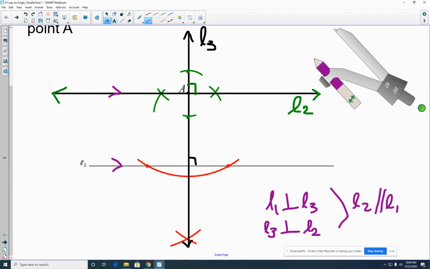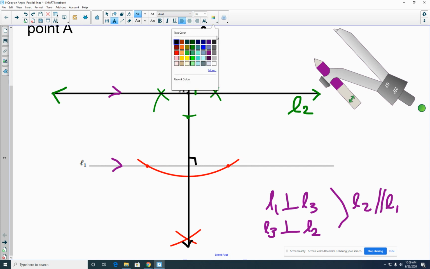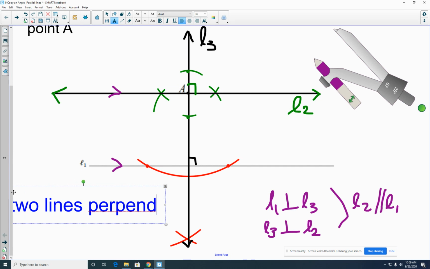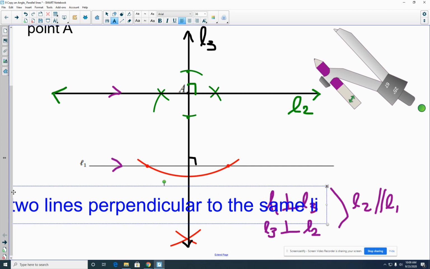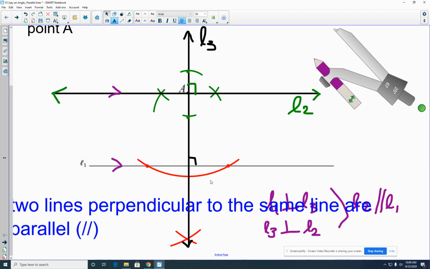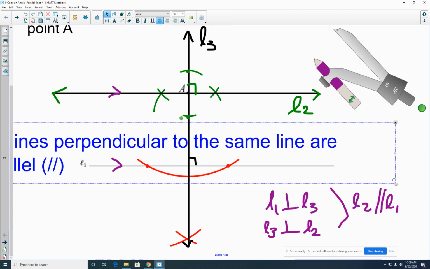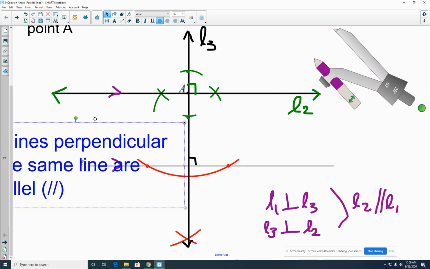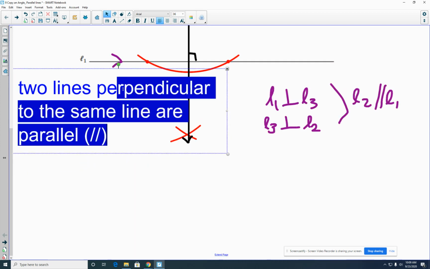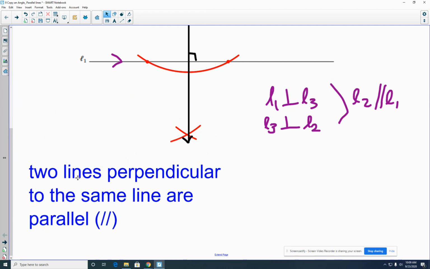So 2 lines, I'll actually type this out for you. Interesting little fact. 2 lines perpendicular to the same line are parallel. And you show parallel by lines that are like on a slant. Get this shortened up. Excellent. And here we have it. And that is how you can construct parallel lines.